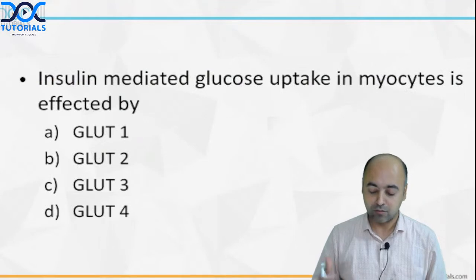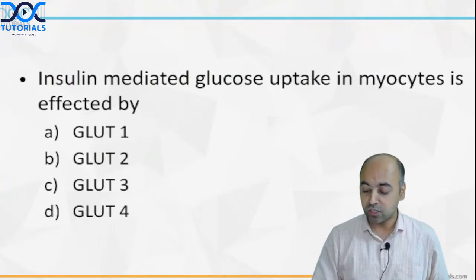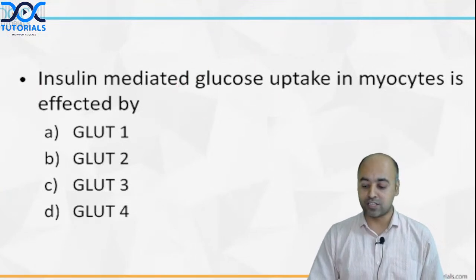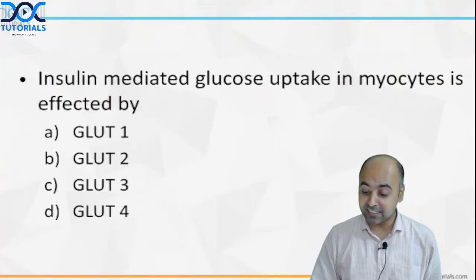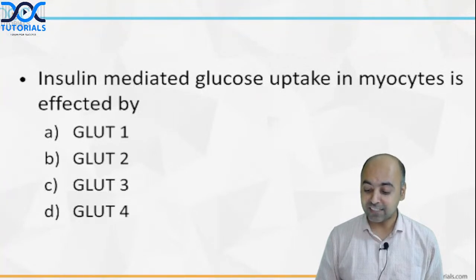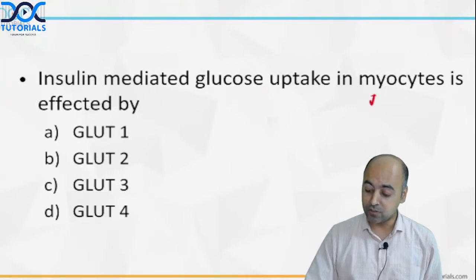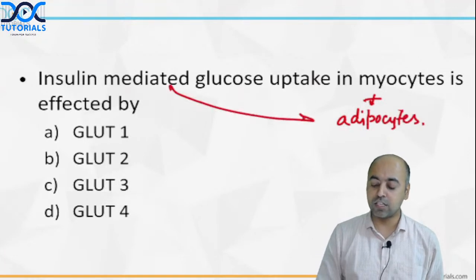So we are talking about glucose transport. Insulin mediated glucose uptake in myocytes is affected by... and I can see lots and lots of answers coming in very quickly. Students are sending in the answers. Okay, so rightly said, most of you have given the correct answer. GLUT4 is present in myocytes and adipocytes, where the uptake is insulin mediated.